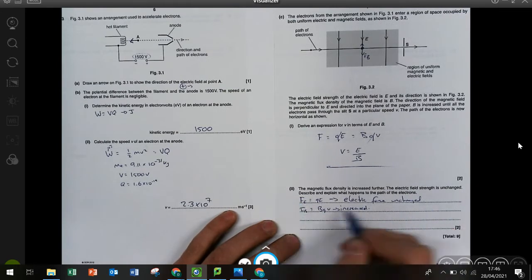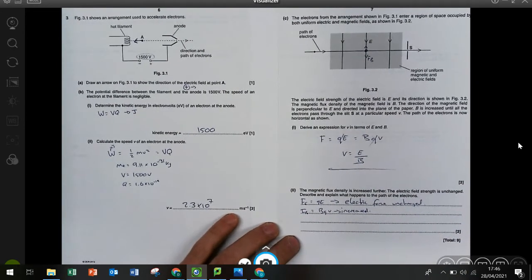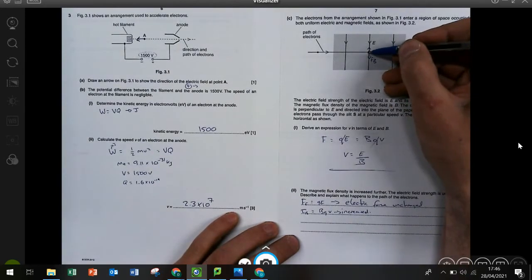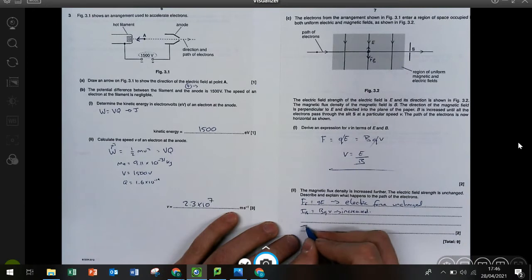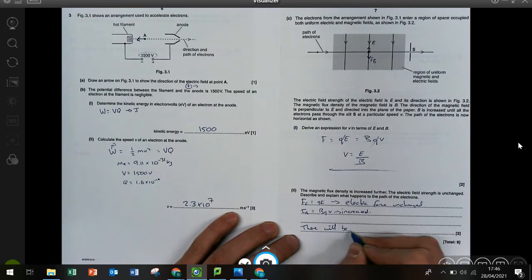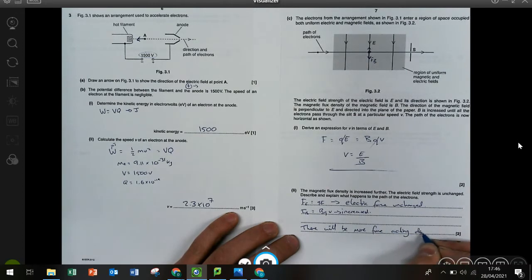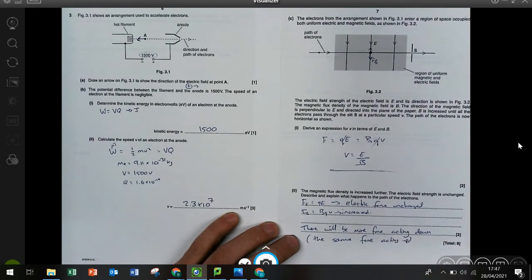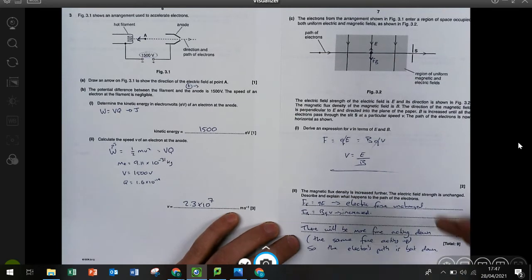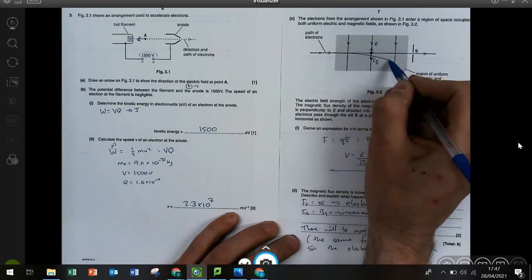So this isn't going to get you any marks. I'm just summarizing the information so far. But what will happen? Well, we've said the magnetic force is acting downwards, and that's increased. So there will be a greater force or more force acting down. And I might just say, to be safe, the same force acting up. So the electron's path is bent down. Okay, the electron will feel more force going down, and so it will do something like this.